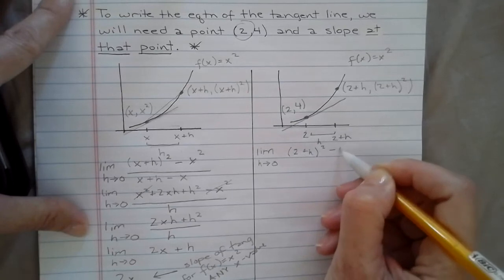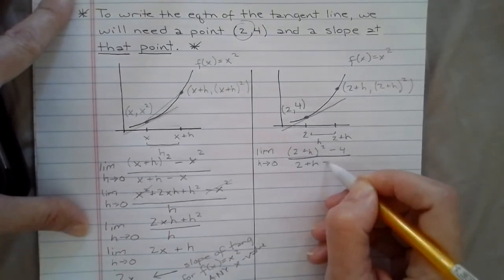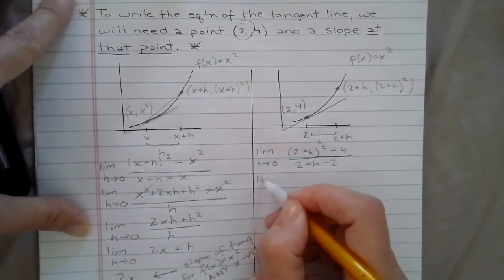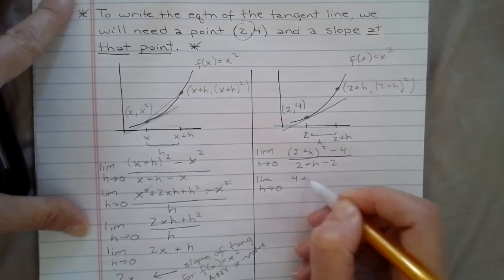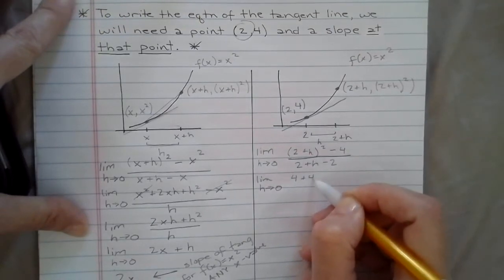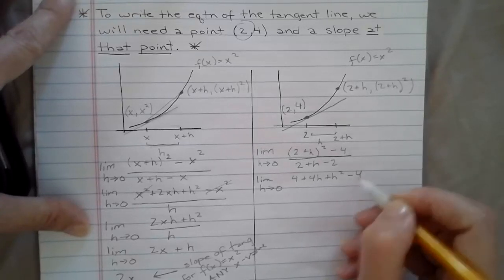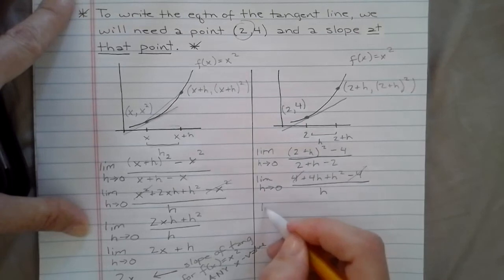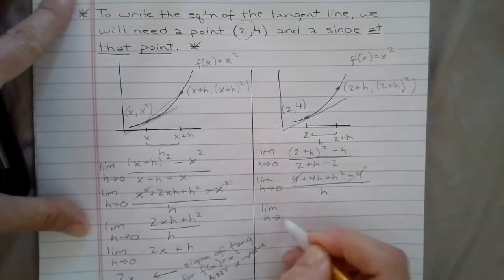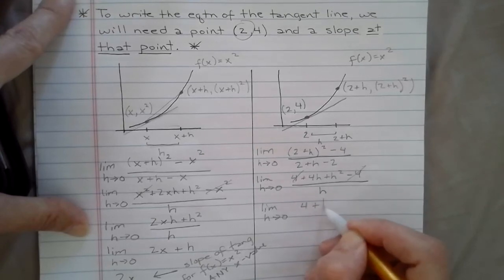y2 minus y1 over x2 minus x1. And this would be 4 plus 4h plus h squared minus 4. And just zip through some algebra. And now I have to reduce out these h's. I'm getting 4 plus h.